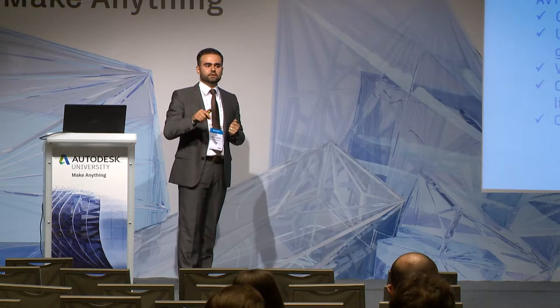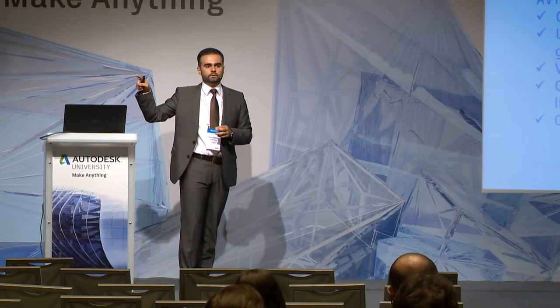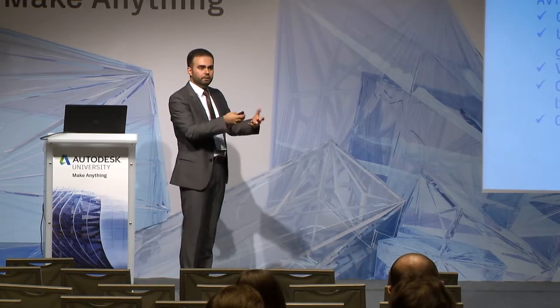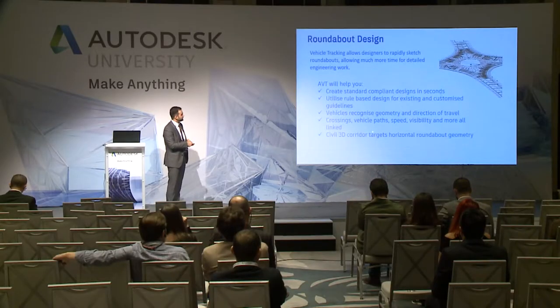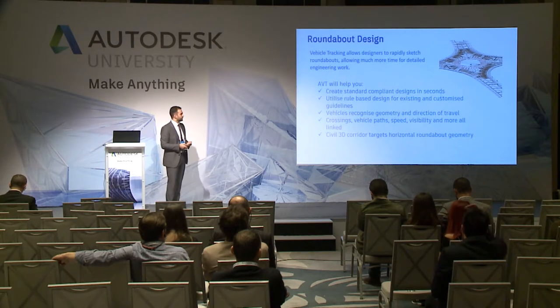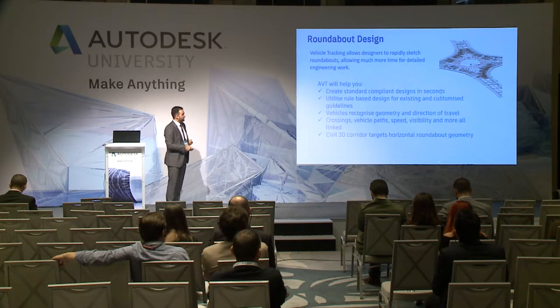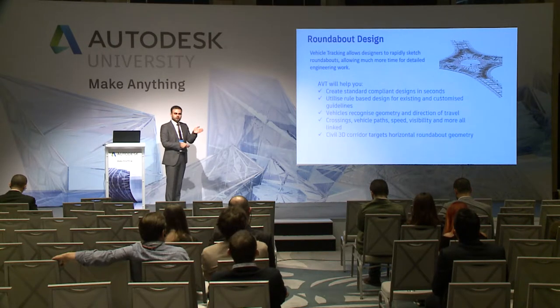So you pick a standard, for example, the Istanbul roundabout standard if you have one for Turkey or Istanbul, and then everything you design will be based upon that standard. It will also recognize the geometry and direction of travel. So we drive here on the right side of the road, versus in the UK, where they drive on the left. It will recognize that as well. It will also help you design all of the crossings, the vehicle paths, the speed of the incoming approaches or legs, check for visibility analysis like we do in Civil, and even more other components.